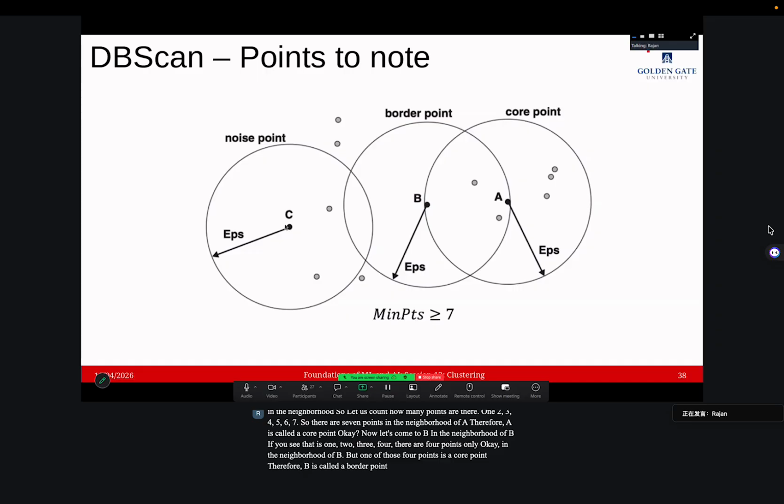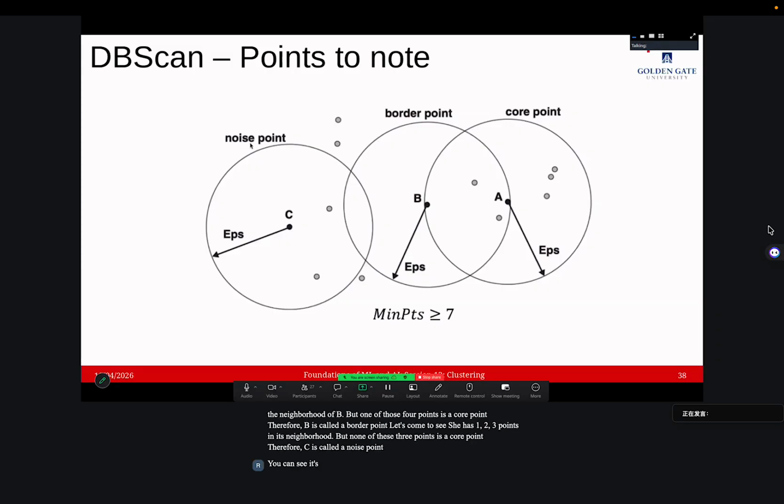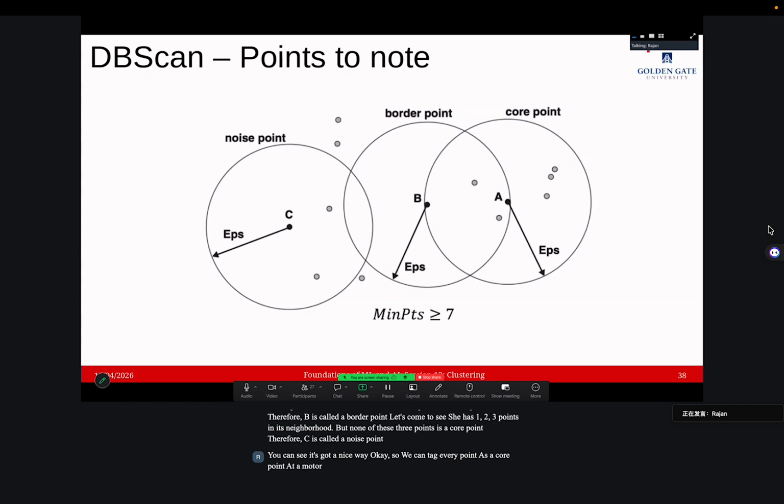Let's come to C. C has 1, 2, 3 points in its neighborhood, but none of these 3 points is a core point. Therefore, C is called a noise point. So we can tag every point as a core point, a border point, or a noise point. Very good. So how do we do the clustering?